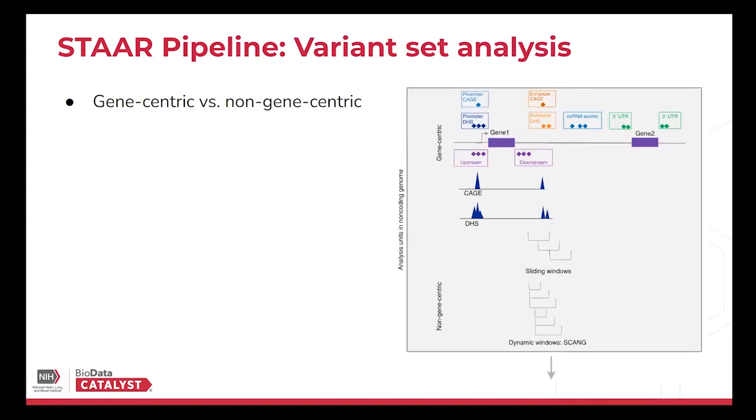Going on, if we dive deeper into what they call the variant set analysis, it consists of gene-centric versus non-gene-centric analysis of rare variants. Gene-centric coding analysis offers several genetic categories: putative loss of function, missense, disruptive missense, a combination of putative loss of function and disruptive missense, and synonymous. On the other hand, you can run gene-centric non-coding analysis, which provides even more categories.